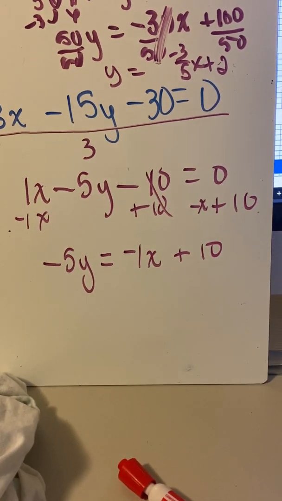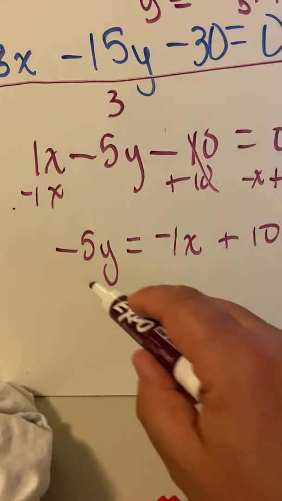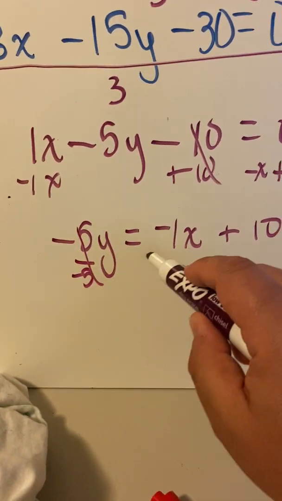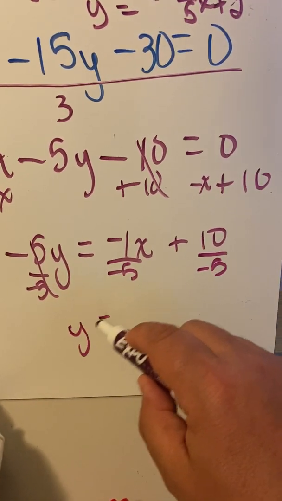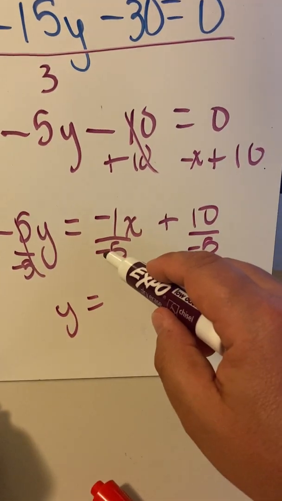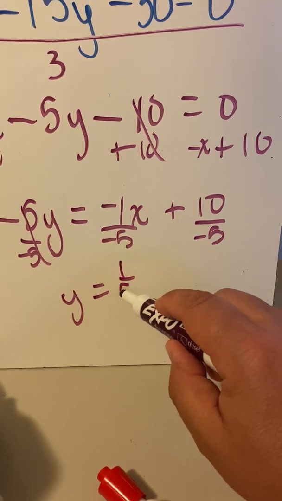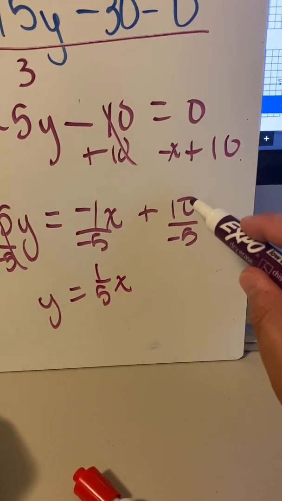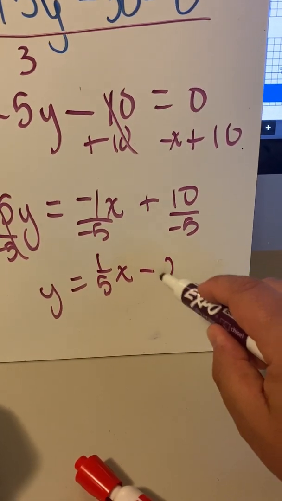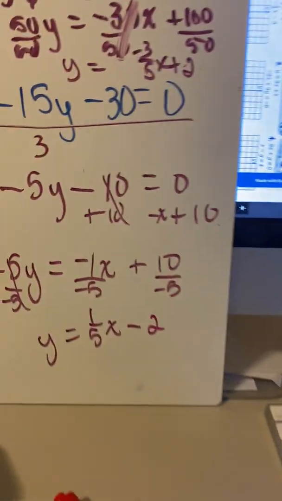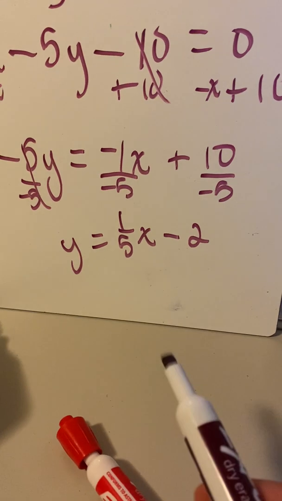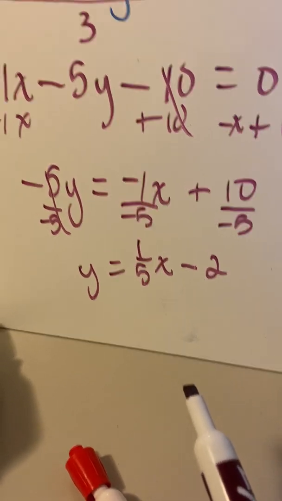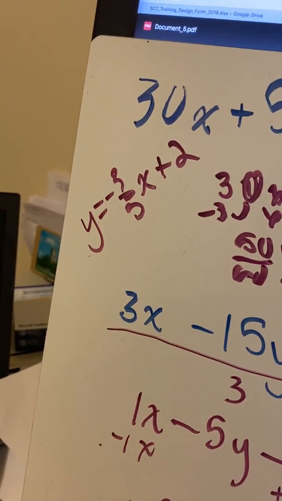Okay? So far, so good. Divide by a negative 5. Y is equal to, negative divided by a negative is positive, 1/5 x. Positive divided by a negative is negative 2. Okay? Now, you've got two equations. Y is equal to 1/5 x minus 2. Y is equal to negative 3/5 x plus 2.